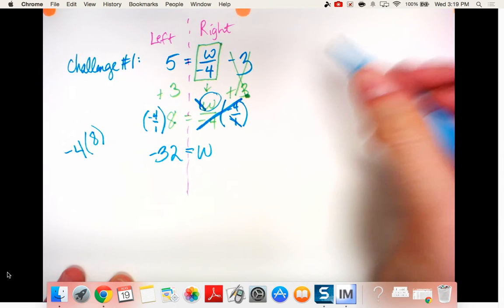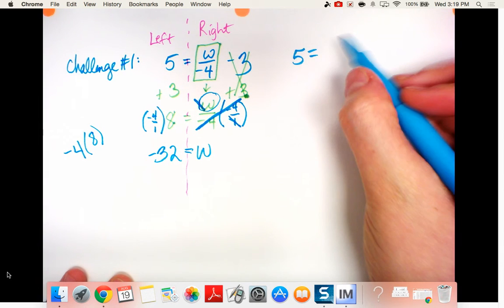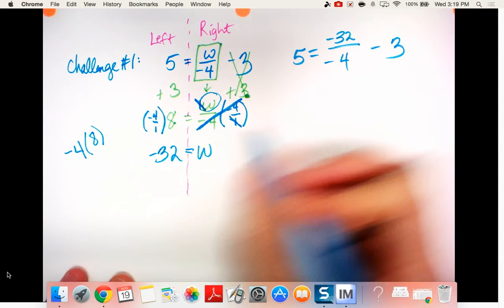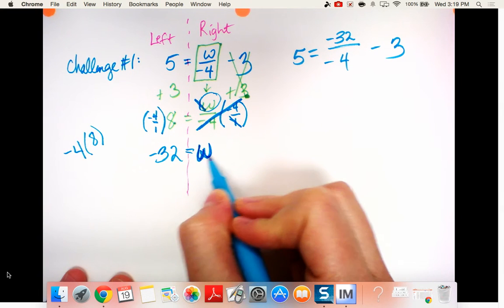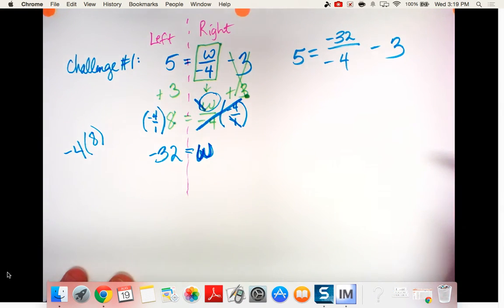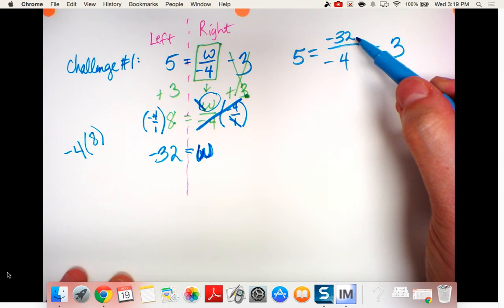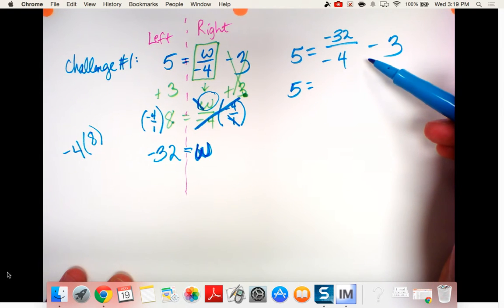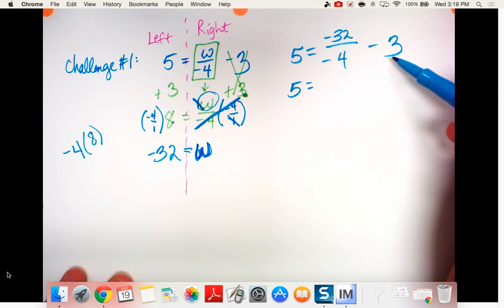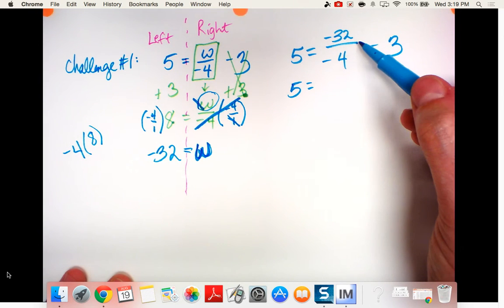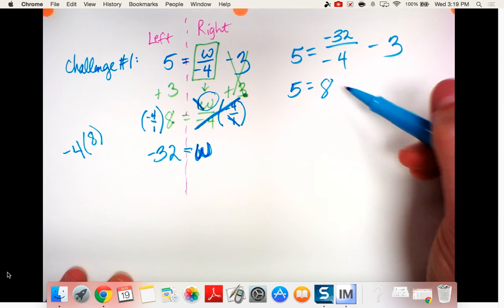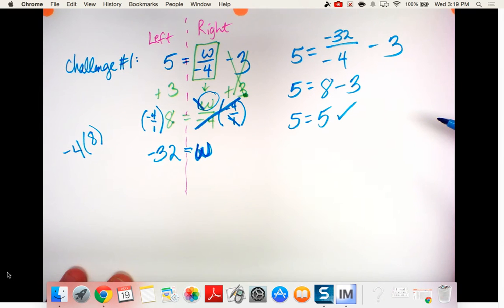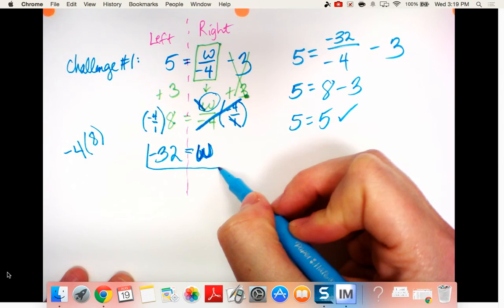So we can check this to make sure that we have the correct solution. We substitute in the -32 where the W is, because that is what we solved for. If we're stating that W equals -32, then we put it back where the W is. So we have to divide first over here because order of operations states that you divide before you subtract. So -32 divided by -4 is +8, and then you subtract the 3. Well, 5 equals 5 is a true statement, so therefore it checks, and this is the correct solution.